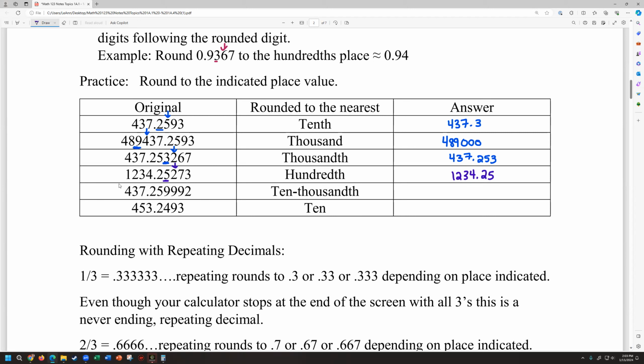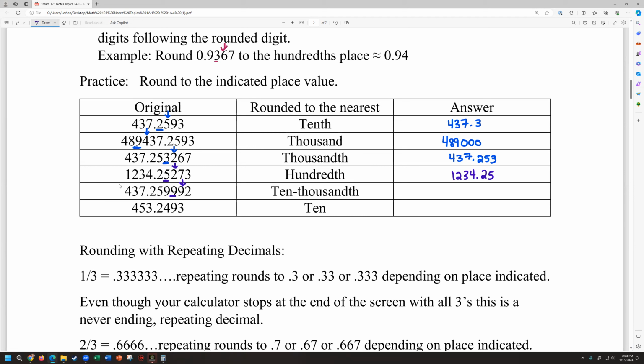All right, let's talk about this one. This one's really interesting, the 10,000th. The reason this one's interesting is what we're going to see is something called a rolling 9, which is a repeated kind of rounding thing. So we need to talk about what happens when you see that. So this is the 10th, 100th, 1,000th, 10,000th. Right behind that is a 9. So a 9 is a 5 or bigger.